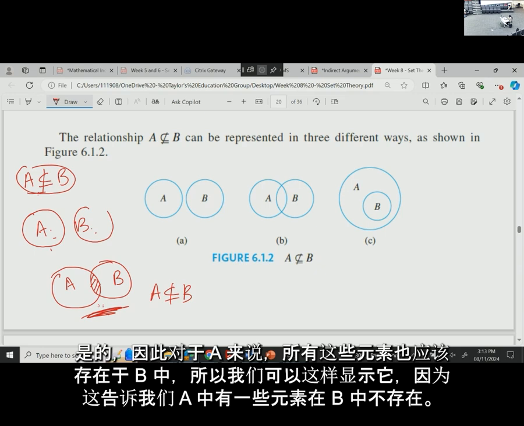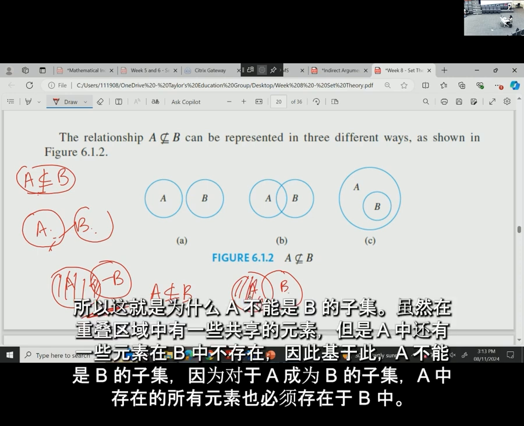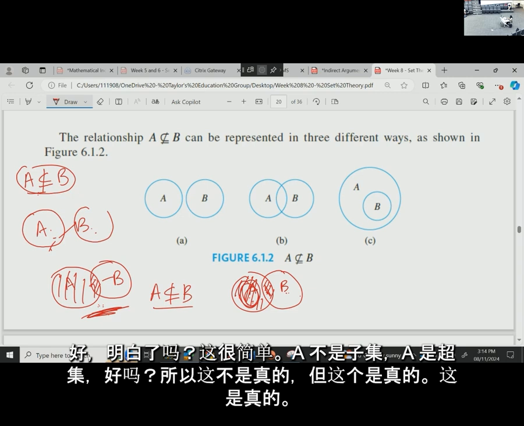You're almost there. Yes. So for A to be a subset, all of these elements should also be present in B. That is why we can show it like this, because this tells us that there are some elements in A that are not present in B. So that is why A cannot be a subset of B. Although there are some elements shared in the overlapping region, there are some other elements in A that are not present in B. So A cannot be a subset of B, because for A to be a subset of B, all of the elements present in A must also be present in B. Okay, clear?